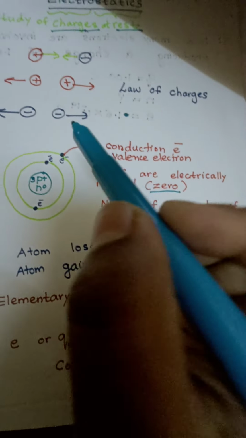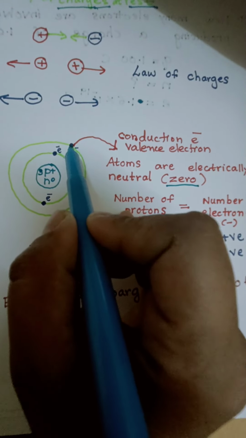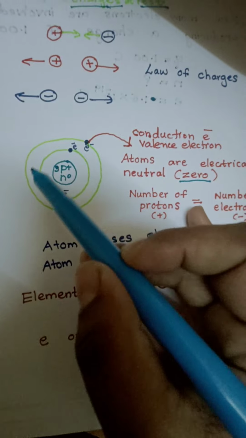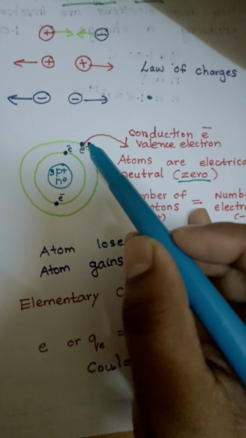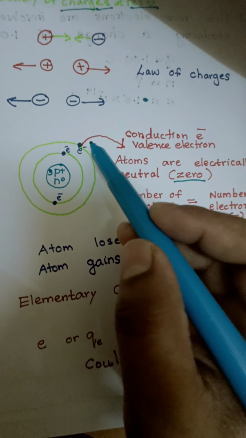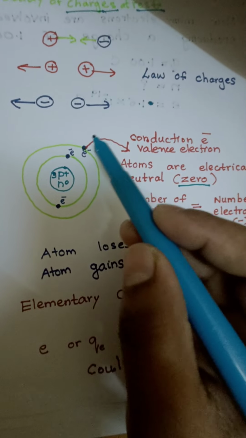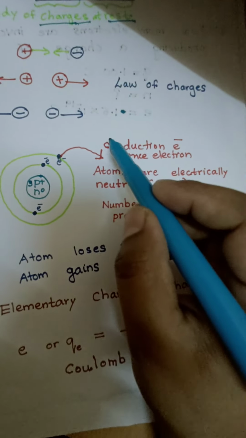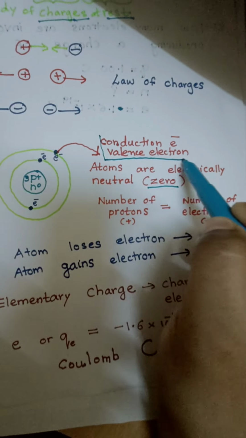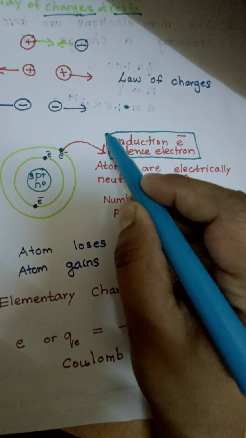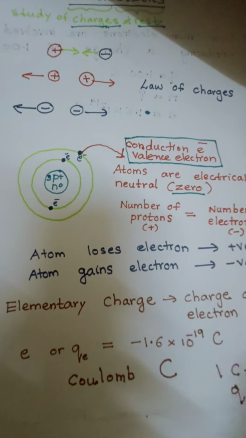But look at the last electron. There is only one electron in the outer orbit. This will be very loosely packed, so it's very easy for this electron to go out. We call this particular electron a conduction electron or valence electron.